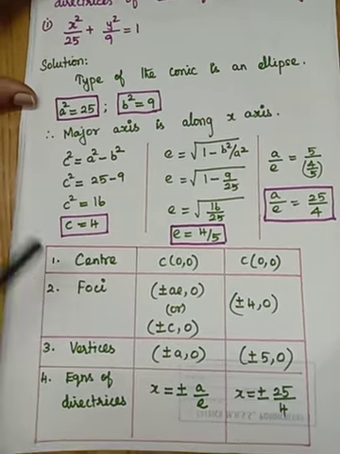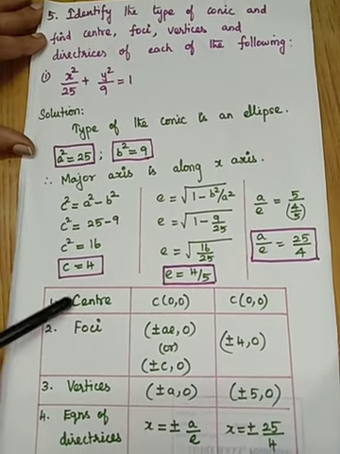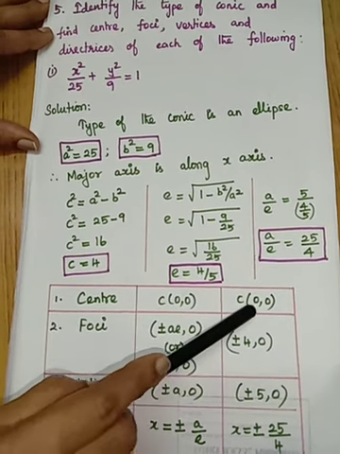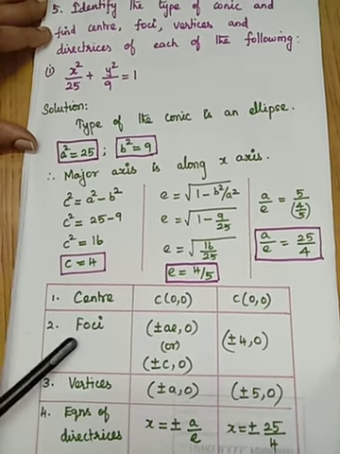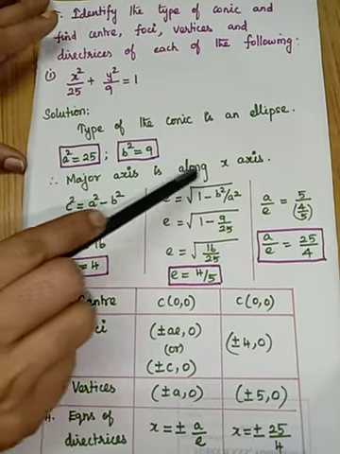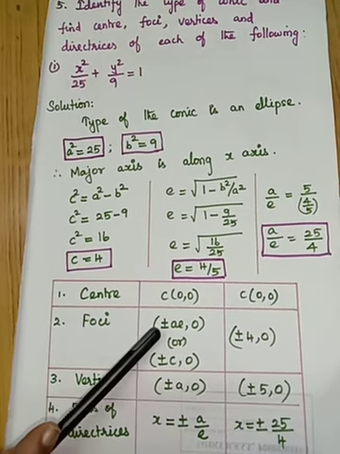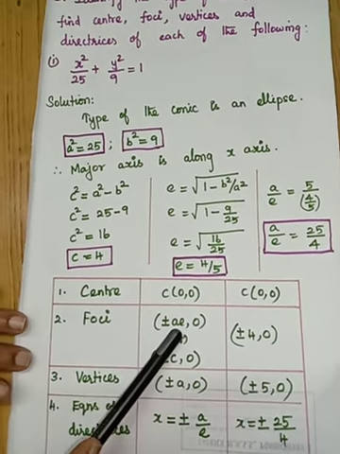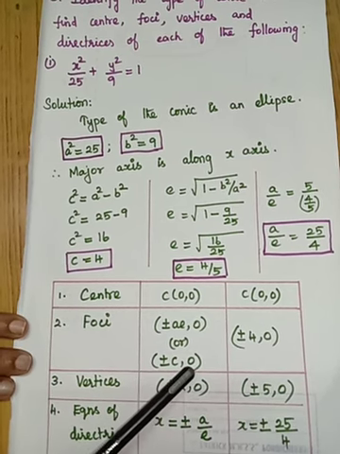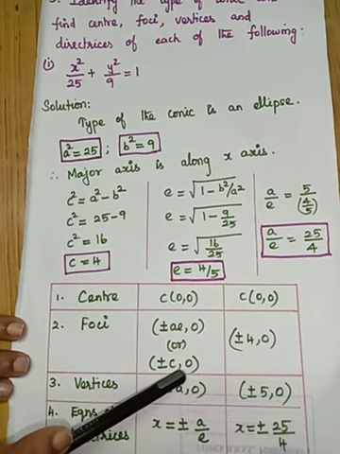Okay, what is the first result asked? Center. So it is in the standard form. The center is 0, 0. Okay, here also I have written. Next, what is the result? Foci. So major axis is along x-axis. The formula for foci is either you can use plus or minus AE, 0 or plus or minus C, 0. Because major axis is on x-axis, the y coordinate will become 0.